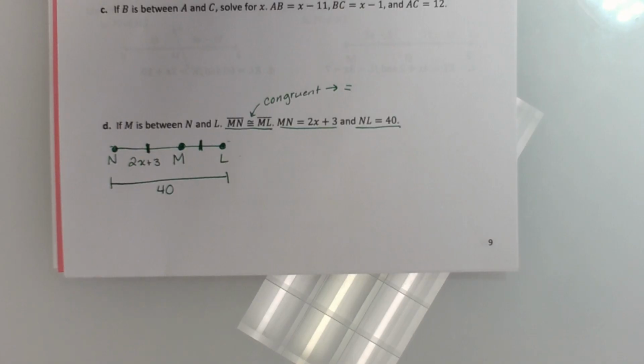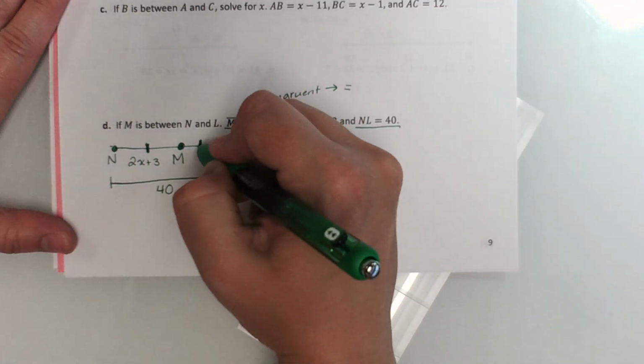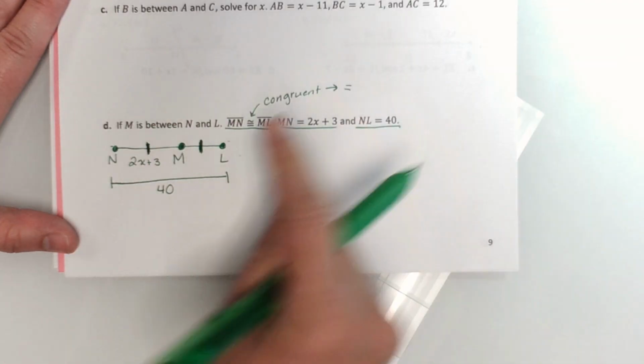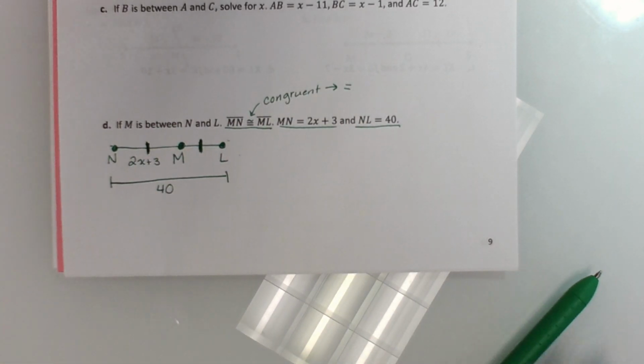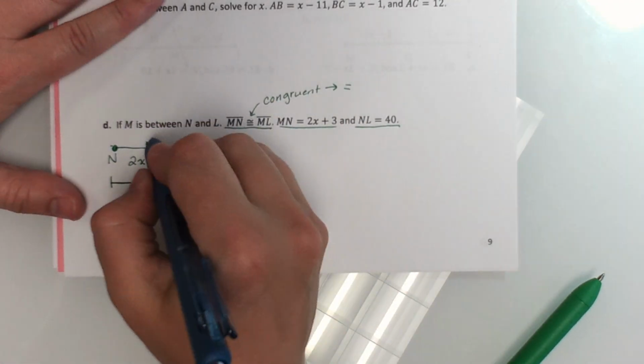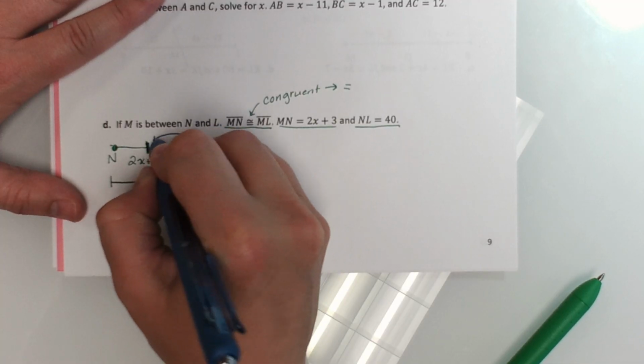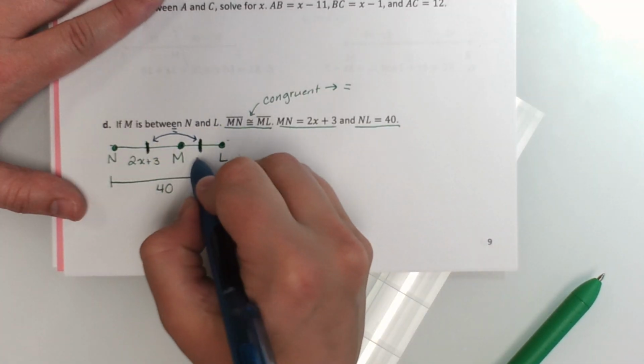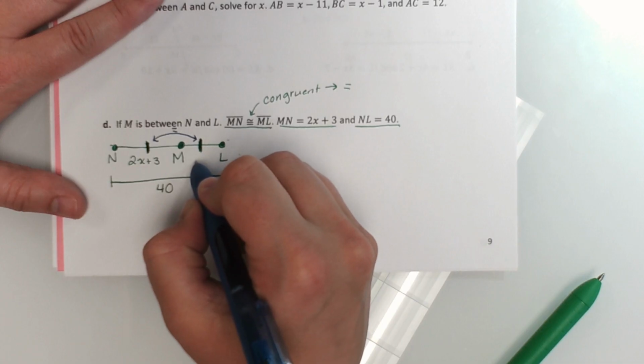We're on page 9. Do I have the information necessary to write the equation? I'm missing one of the partials, aren't I? But do I know anything about that partial? That is equal to MN. It's congruent to this. If these two things mean they are equal, doesn't that mean I can label this one 2x plus 3 as well? Yeah.